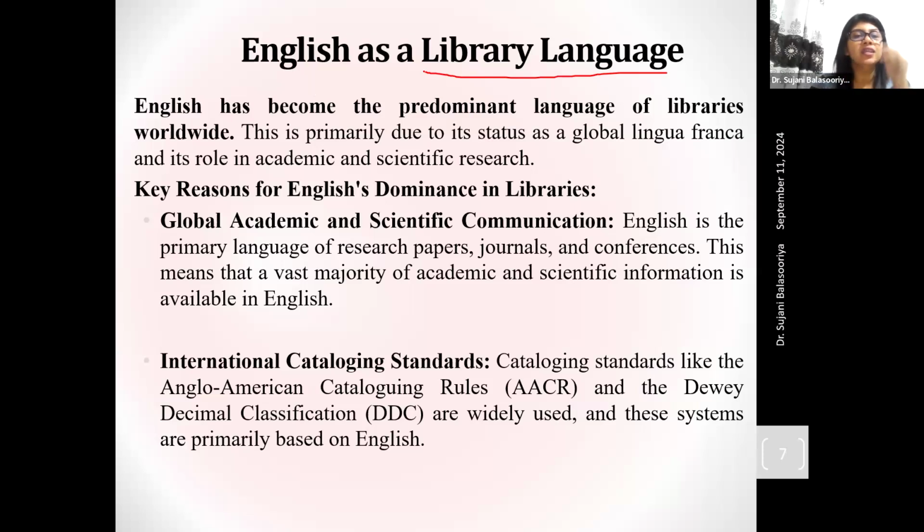Right, okay, we'll see. English has become the predominant language of libraries worldwide. And this is primarily due to its status as a global lingua franca and its role in academic and scientific research. These are the reasons why English has become a library language, and we need to see what we mean by English as a library language. There are reasons here also for English becoming the language of the library, right?